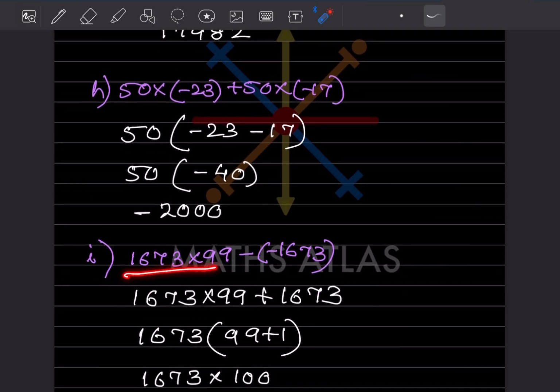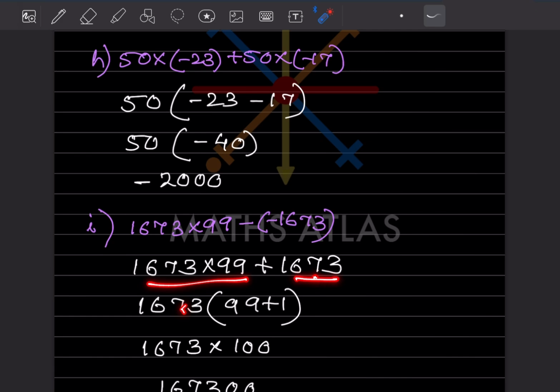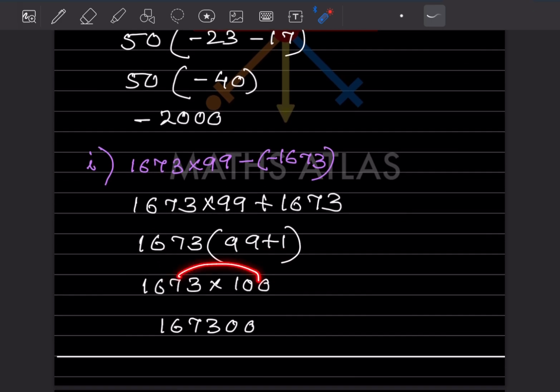Again now, we can make two groups. So this is going to be plus, minus minus becomes plus. Now this is the first group and this is the second group. So we can take 1673 as the common factor from both of them. Here is 99 from the first one, and here nothing means we can keep it as 1. So what will be here? 99 plus 1, that is going to be 100, and when you multiply, this is the answer.